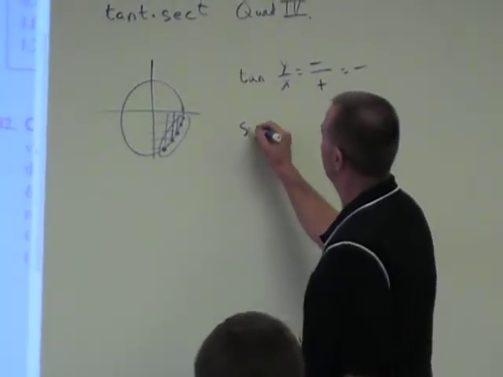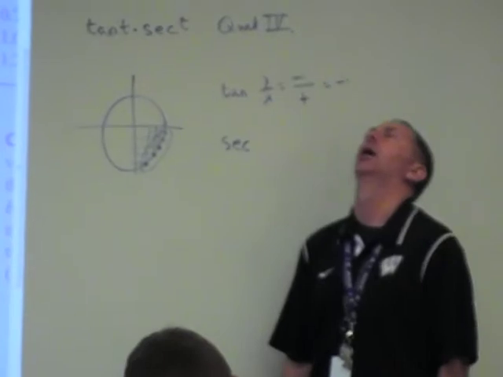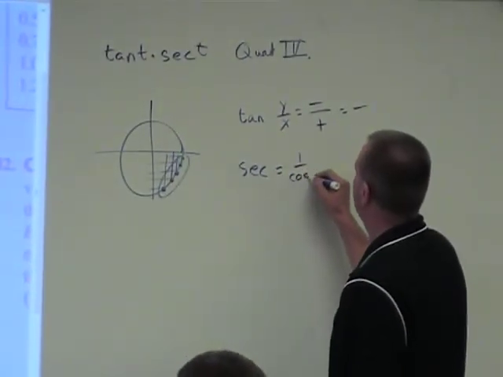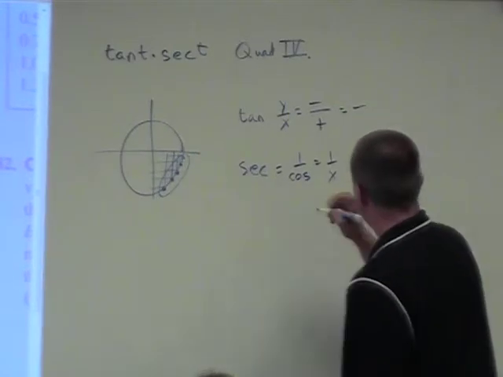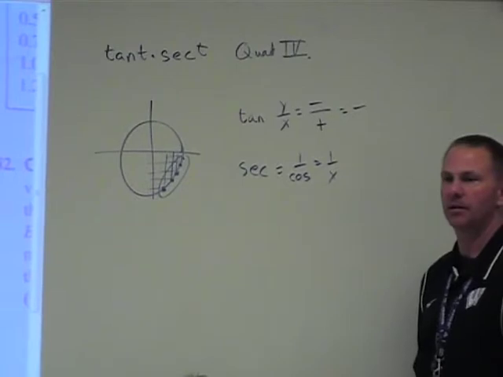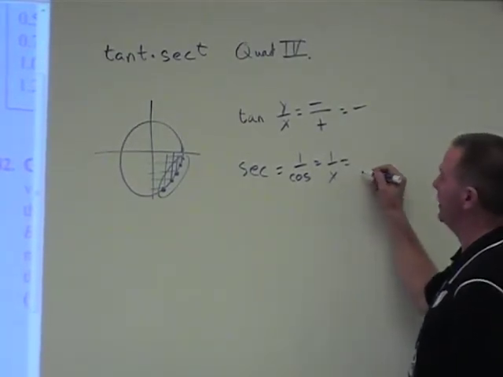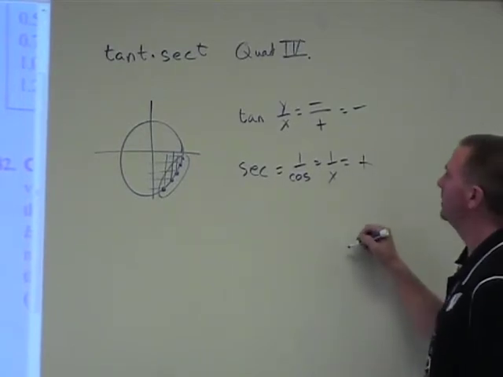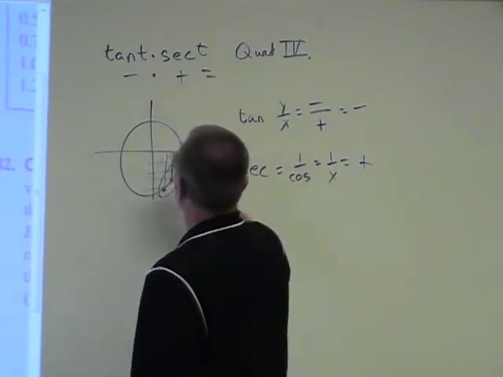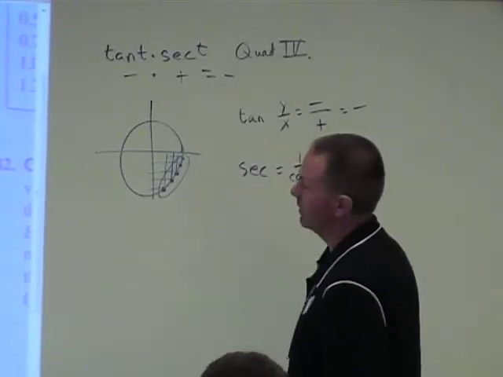All right, secant. What is the secant? Reciprocal of the cosine. 1 over cosine, 1 over x. What did you say x was in the fourth quadrant? Positive. Well, what's 1 over positive? Positive. So we have the tangent being negative, the secant being positive. What's the tangent times the secant going to be? Going to be negative. That's all it was asking.